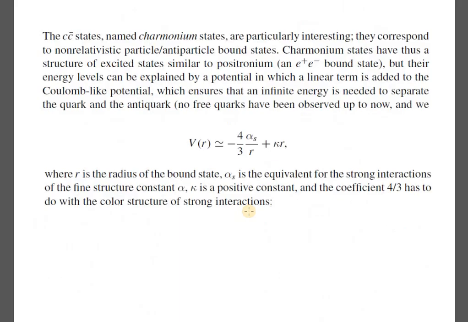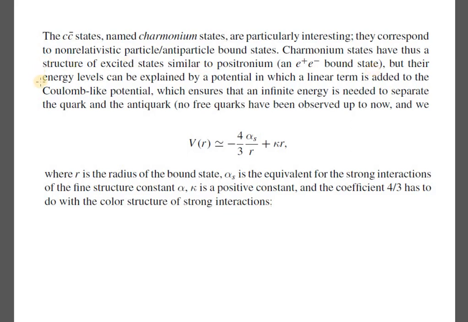Now, something very interesting. You see, these c c-bar states named charmonium states are particularly interesting. Why? Because they correspond to non-relativistic particle-antiparticle bound states. So what? Well, the charmonium states have a structure of excited states similar to positronium. Now we know positronium, right? Which is an e+ e- bound state.